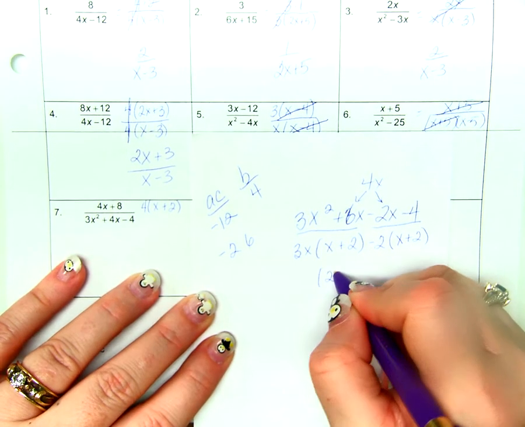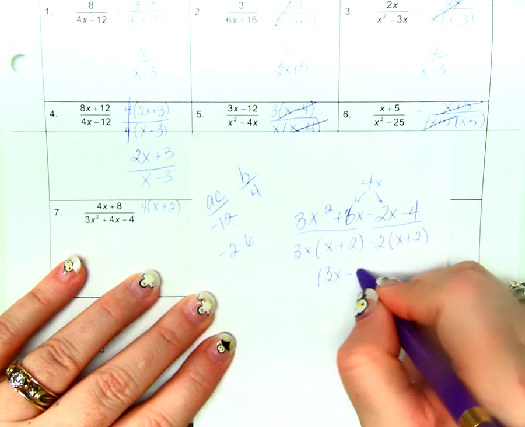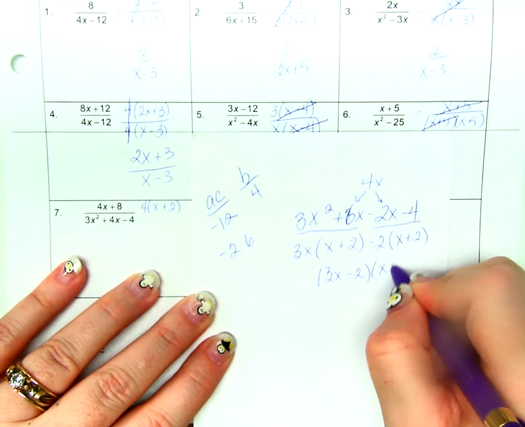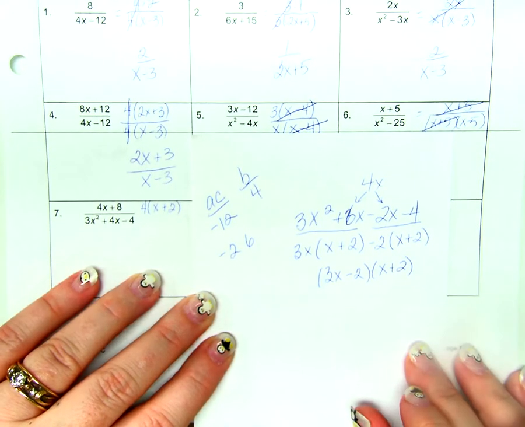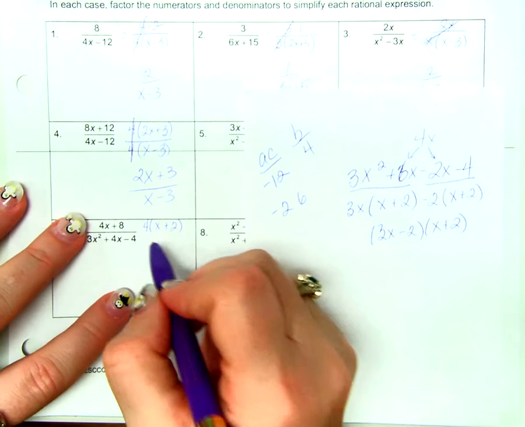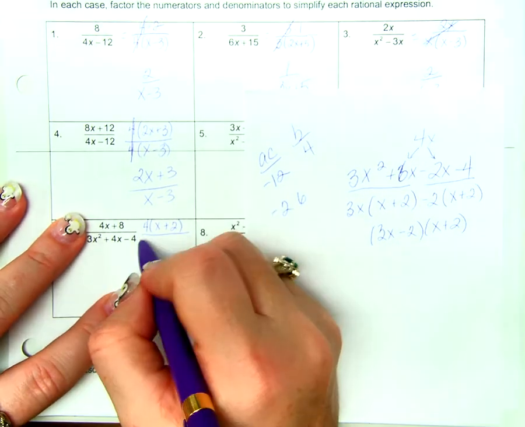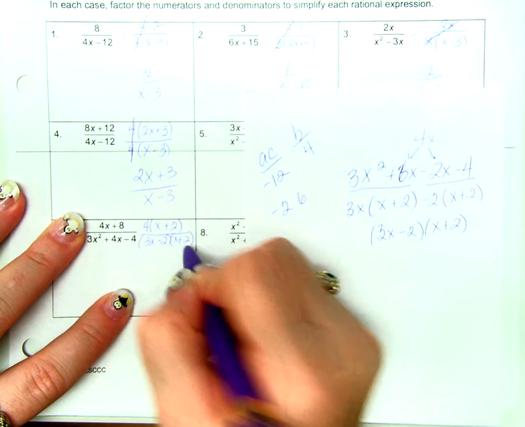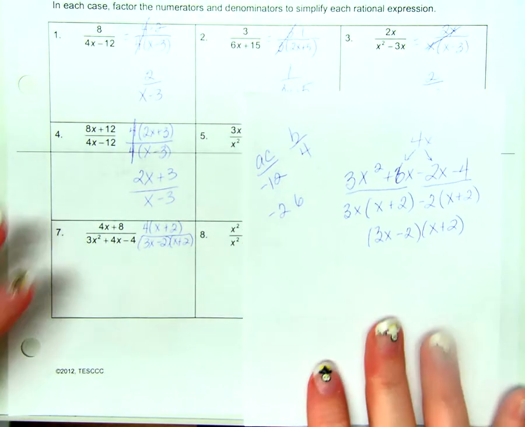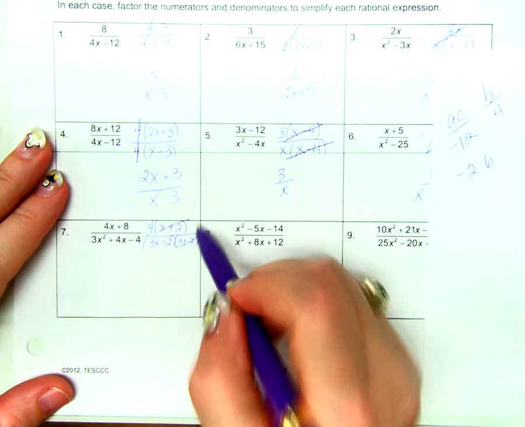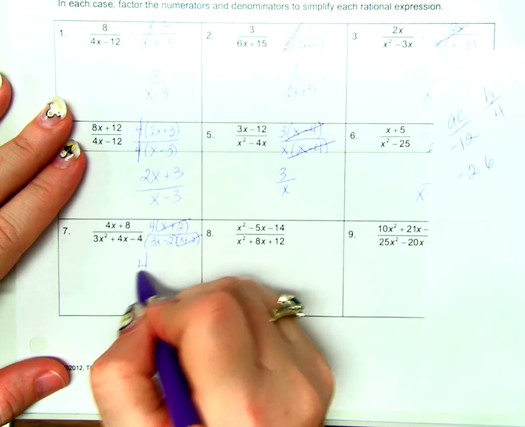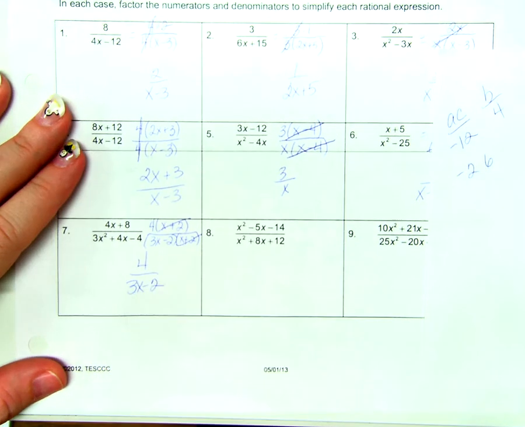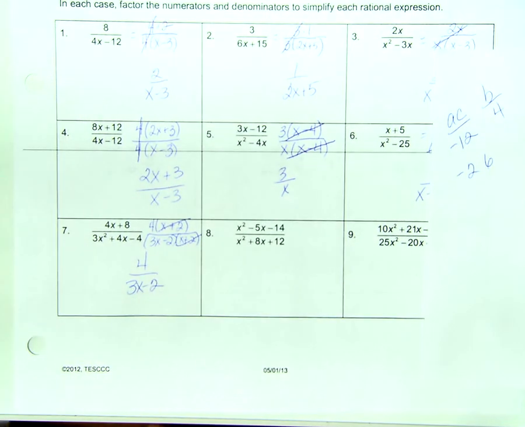What did I factor out of each set of numbers? And what did they have in common? So back over here, this becomes 3x minus 2 and x plus 2. What can I do? X plus 2's? What do I have left? Done.